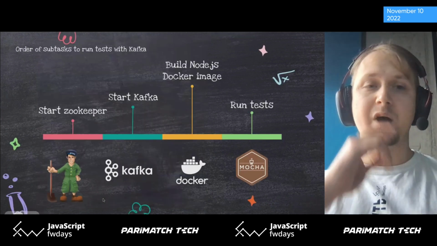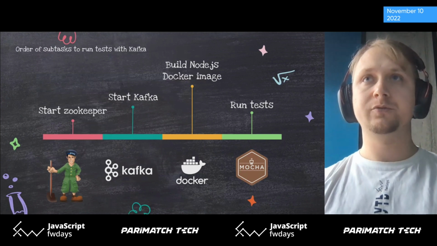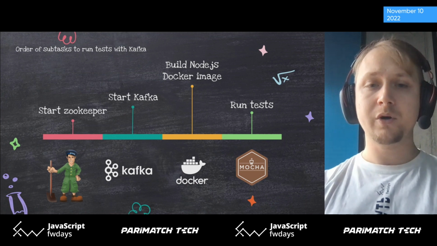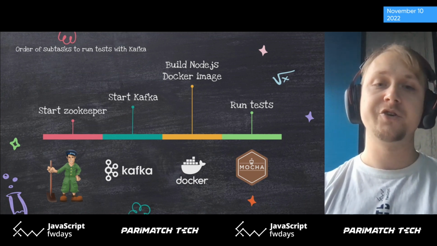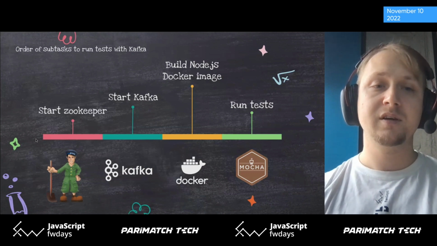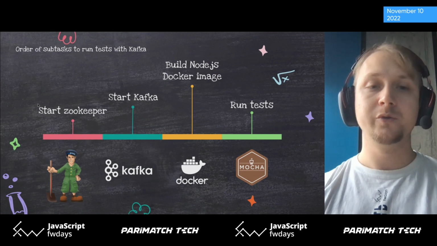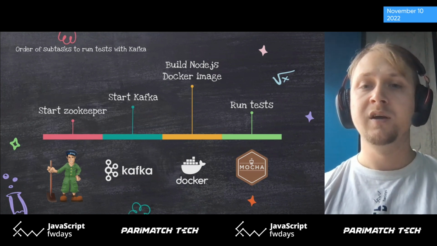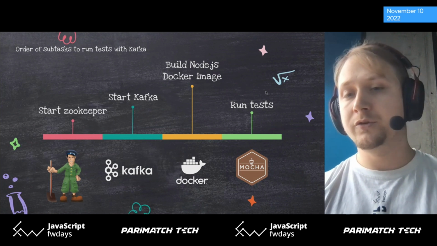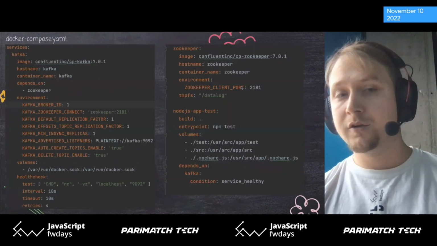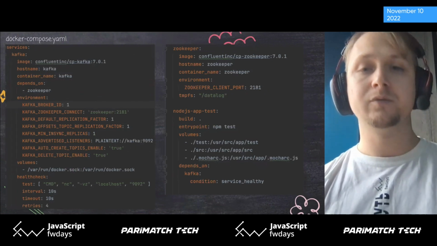Okay, how about the infrastructure of Kafka by itself? Kafka is a bit more complicated in terms of infrastructure too, because it needs another service called Zookeeper. So first you need to start the service called Zookeeper, then you need to start Kafka, then you need to build the Node.js image, and then you should run tests. Yeah, sounds complicated. But again, Docker Compose to the rescue.